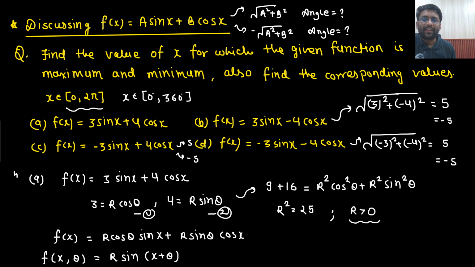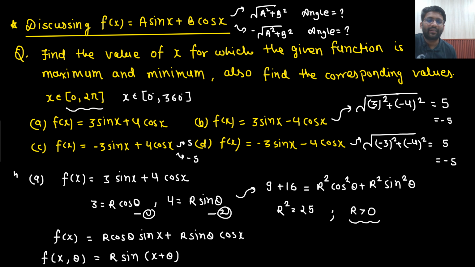We have discussed f(x) equals a sin x plus b cos x. Our maximum and minimum values would be plus and minus under root a square plus b square. For finding out the angles, I will remember one thing: cos is a friend of the x axis and sin is a friend of the y axis. Whatever the coefficient of cos is, I will denote it on the x axis. Whatever the coefficient of sin is, I will denote it on the y axis. Then I will see in which quadrant it is lying. Based on that, I will be able to comment.